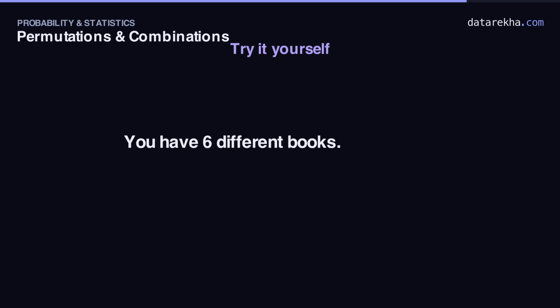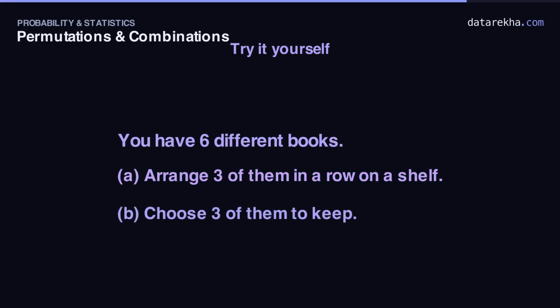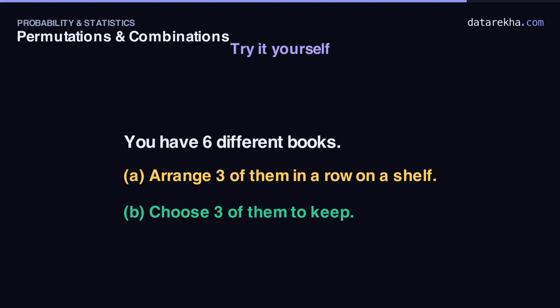Your turn, and this one is deliberately two-phased. You have 6 different books. Part A. Arrange 3 of them in a row on a shelf. Part B. Simply choose 3 of them to keep. Pause here and decide for each part whether order matters before you compute.